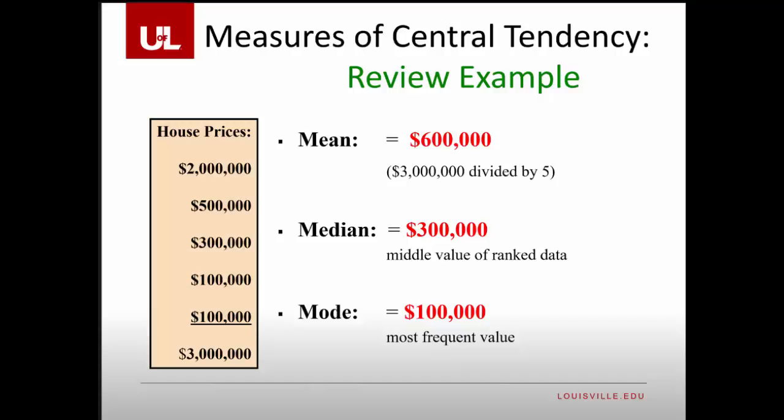Since we have an odd number of homes, the middle value will be the median. We find this position by taking the sample size, 5, adding 1, and dividing by 2. In this case, it's position 3. The value in the third position is the median, which in this case is $300,000. The mode is simply the value that appears the most often. In this case, we have 2 homes with the same price, $100,000.